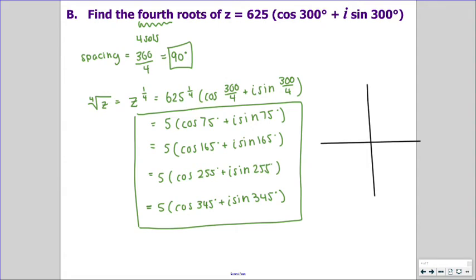So 5 cosine 75 degrees, that's something like this, right? And we want to make sure that all of the legs are the same size because they have a distance of 5 from the pole. 165 degrees is over here. 255 down here. And then lastly, 345 over here.